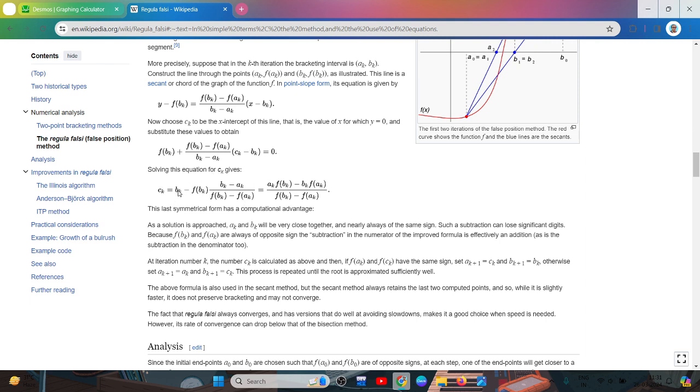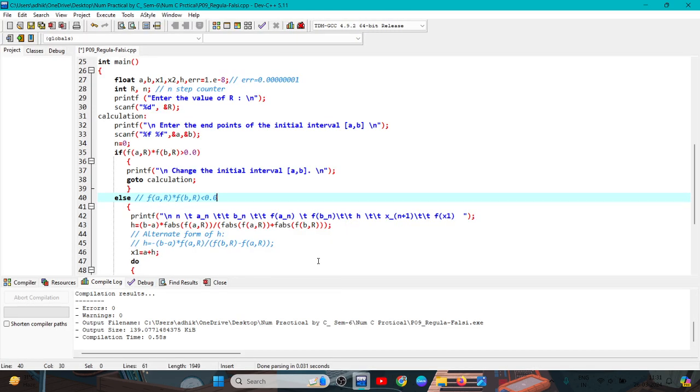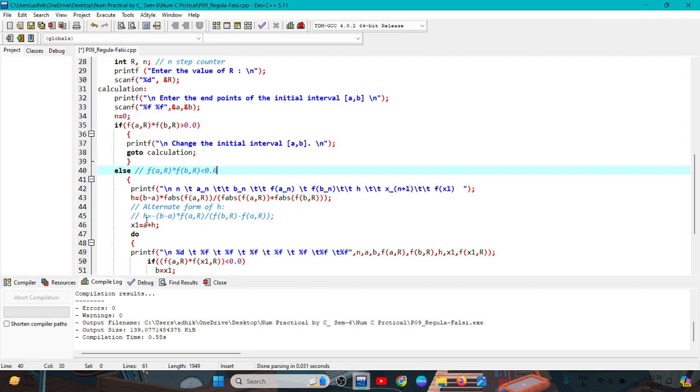If we put a_k and b_k, this is (b_k minus a_k) by f(b_k) minus f(a_k). So this is the h, and f(b_k) and f(a_k) are of opposite signs because the product is negative. So you can use the alternative form of h, equal to minus (b minus a) into f(a) divided by f(b) minus f(a). And this h gives x1, the new approximation, equal to a plus h.